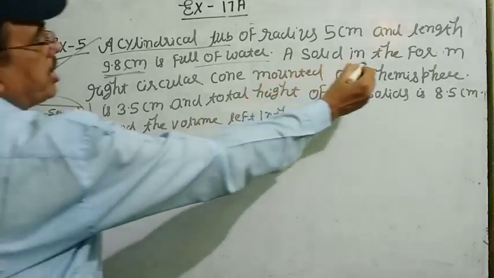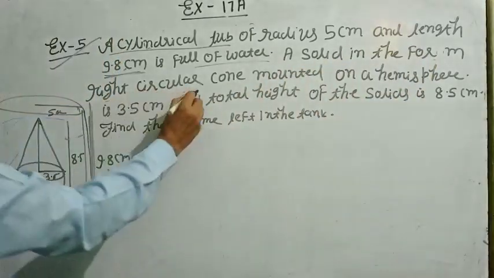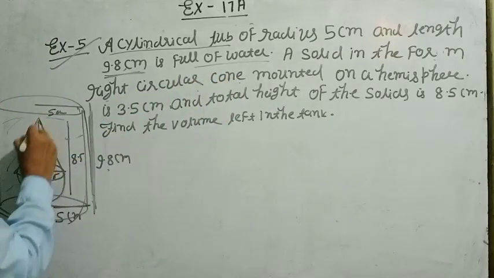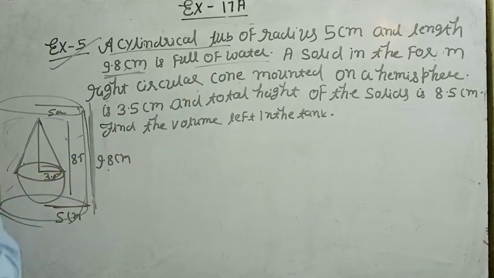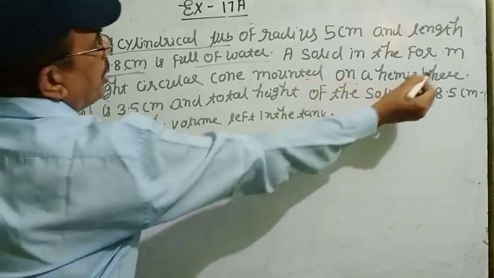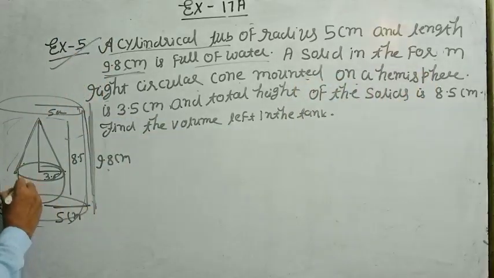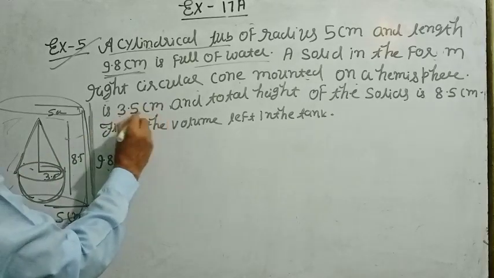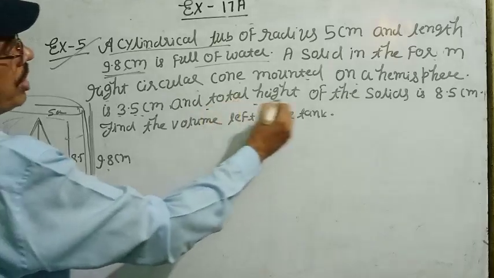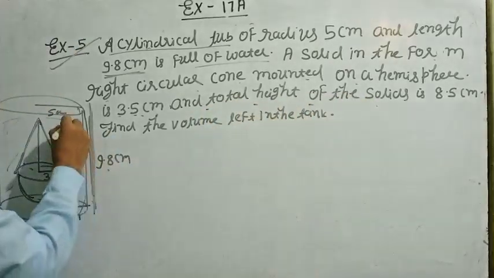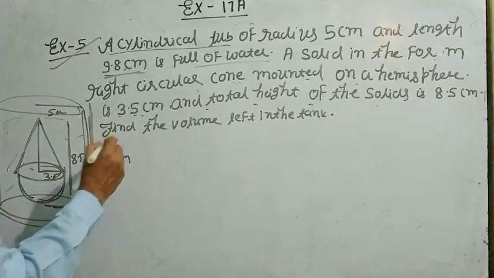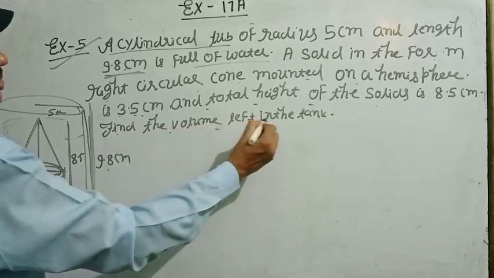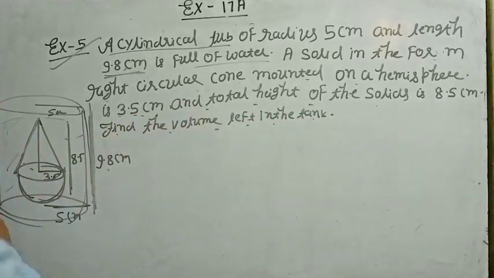A solid in the form of a right circular cone mounted on a hemisphere is placed in the tub. The radius is 3.5 cm and the total height of the solid is 8.5 cm. Your question is to find the volume of the water left in the tank.